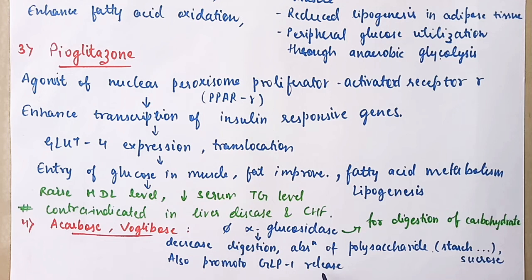So GLP-1, as you know, is responsible for insulin secretion. So when GLP-1 release is enhanced, then insulin secretion from the beta pancreatic cells is also enhanced, as well as since starch and glucose would not be absorbed, no blood glucose rise will take place.